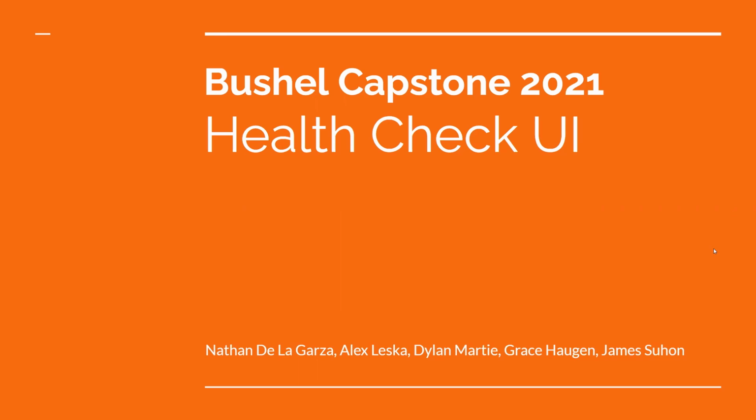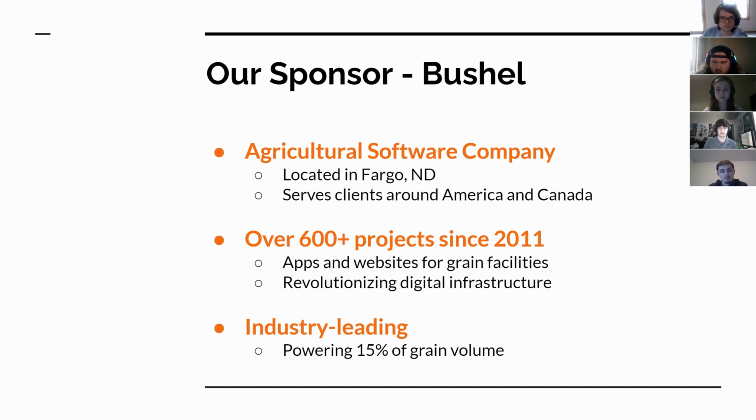We are a group that was sponsored by Bushel to create a health check UI. They are an agricultural software company located in Fargo, North Dakota, serving clients around America and Canada. They've had over 600 projects since 2011, which were mainly centered around apps and websites for grain facilities, revolutionizing the digital infrastructure of a traditionally non-internet focused business. So in that sense, they are industry leading.